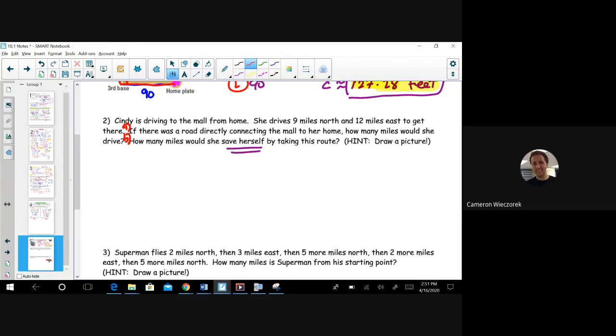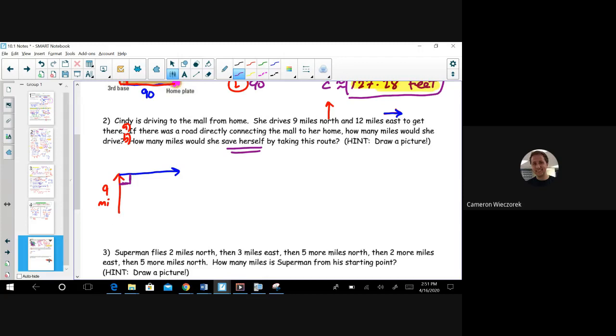Okay, she's driving to the mall from home. So first thing she does, she goes 9 miles north. So you have to know cardinal directions. North means up and east means to the right. West would be to the left and south would be down. So she goes 9 miles north. I'm going to call that 9 miles. Then she turns and goes 12 miles east. Maybe we'll do east in blue. Those are perpendicular to each other, so that makes a right angle.